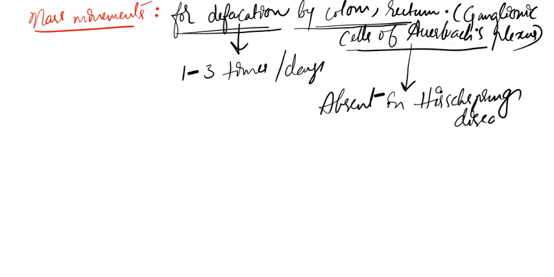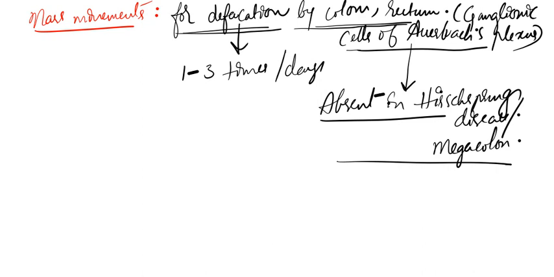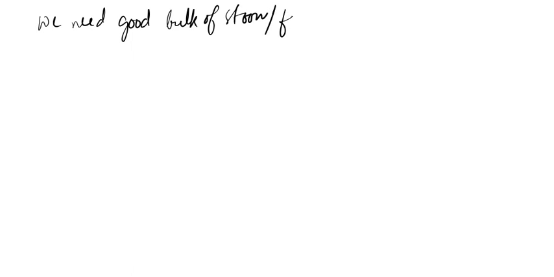Hirschsprung disease, right? Or you can also call this condition megacolon. Actually, all of us need a good bulk of stool, or feces, for proper bowel movement. Can you tell me which component of food gives bulk to the feces?